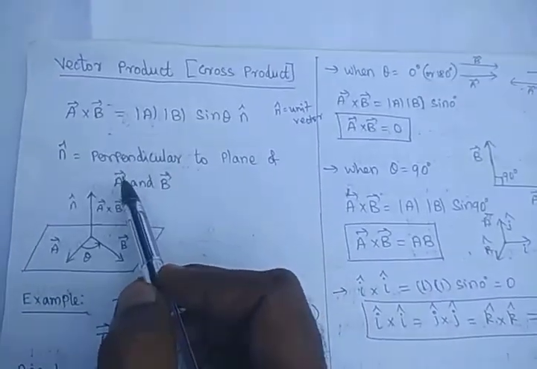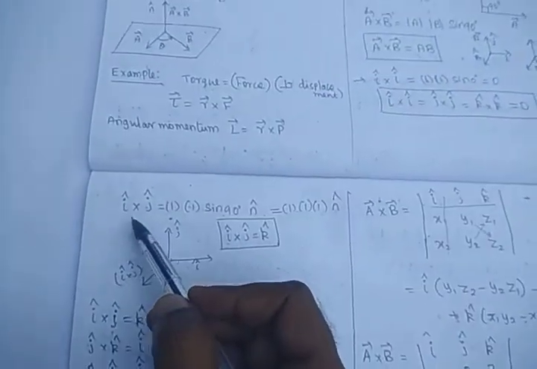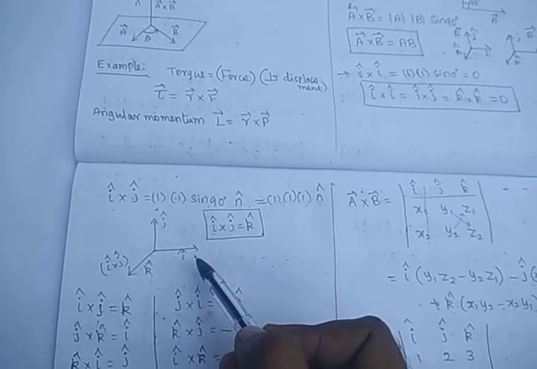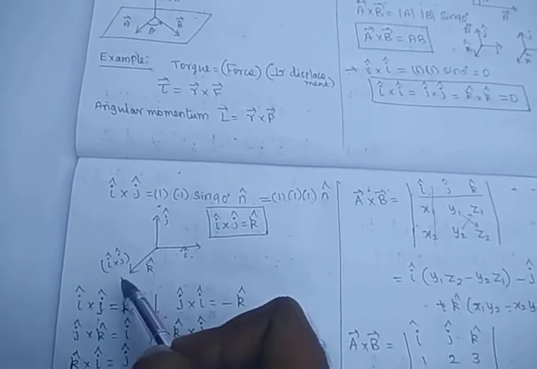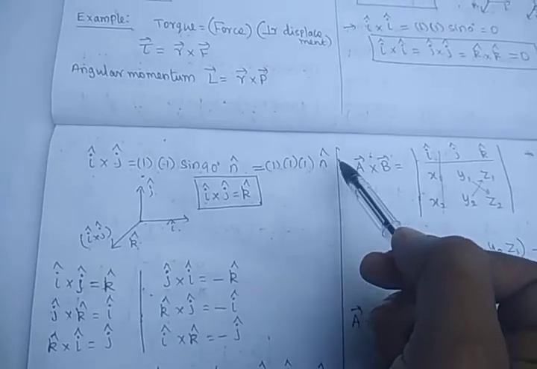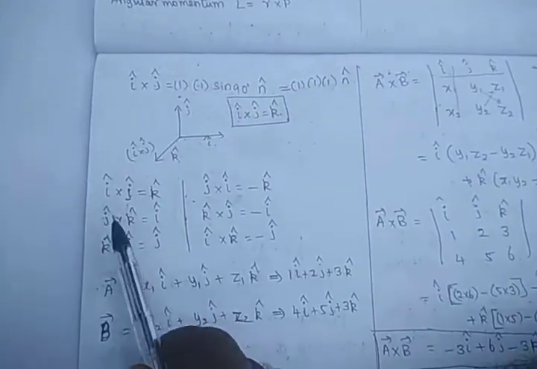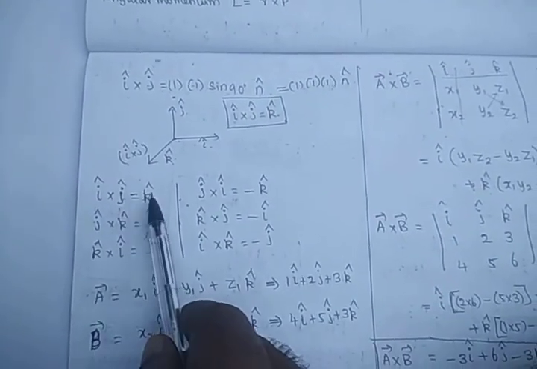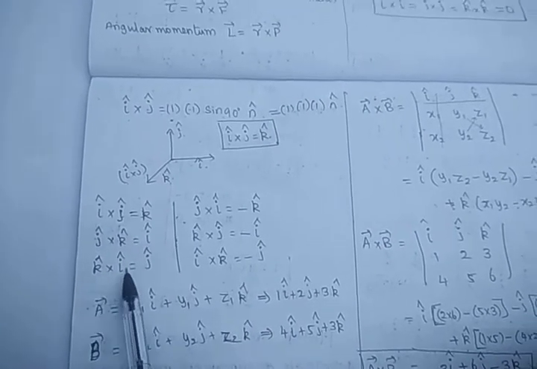By definition, n cap is perpendicular to the multiplied two vectors. So, multiplied two vectors are i vector and j vector. Then i vector and j vector are here. So, the perpendicular vector is k vector. Hence, I come to the conclusion i vector cross j vector is k vector. We will put, instead of n cap, k cap. So, similarly, i cross j is k cap, j cross k is i cap and k cross i is j cap.